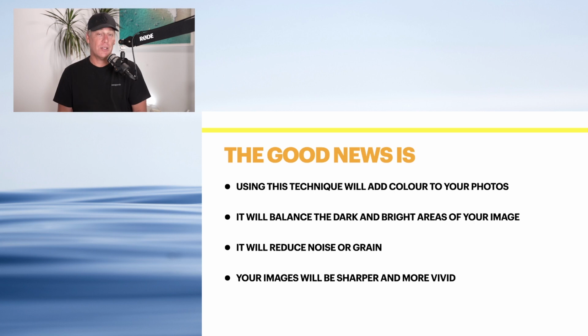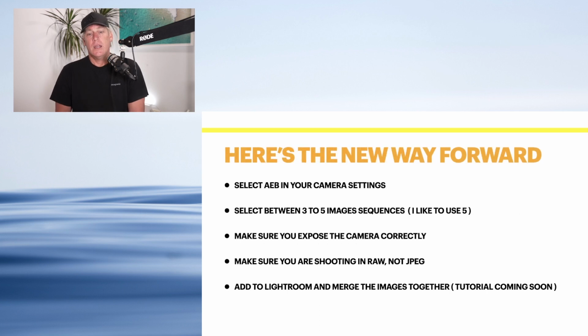It'll reduce noise and grain, and your images will be much sharper and vivid. So it's a win-win with all that. So the new way forward: select AEB in your camera settings or your drone settings. This style of photography is not limited, obviously, to just drone. We can do it with a tripod and a normal camera.